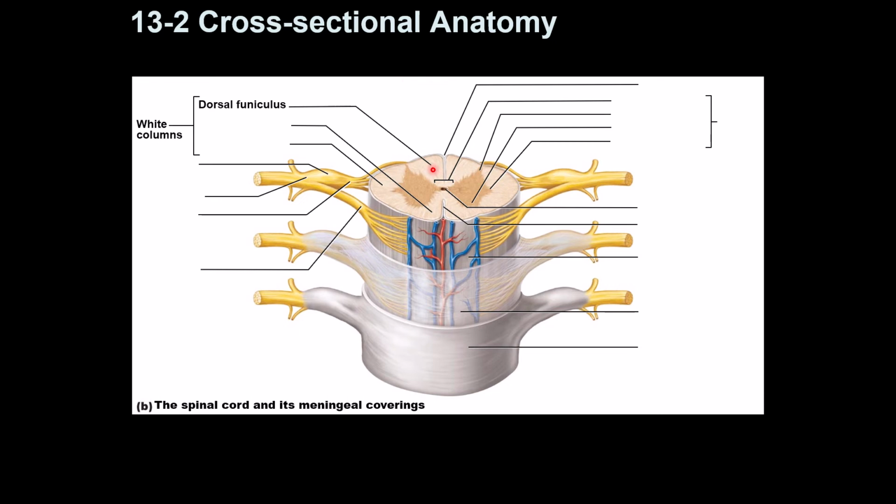So there are three of these white columns. One is called the dorsal funiculus. Then there is the ventral funiculus, which is located anteriorly, and the third one is called the lateral funiculus. So there are three of them.